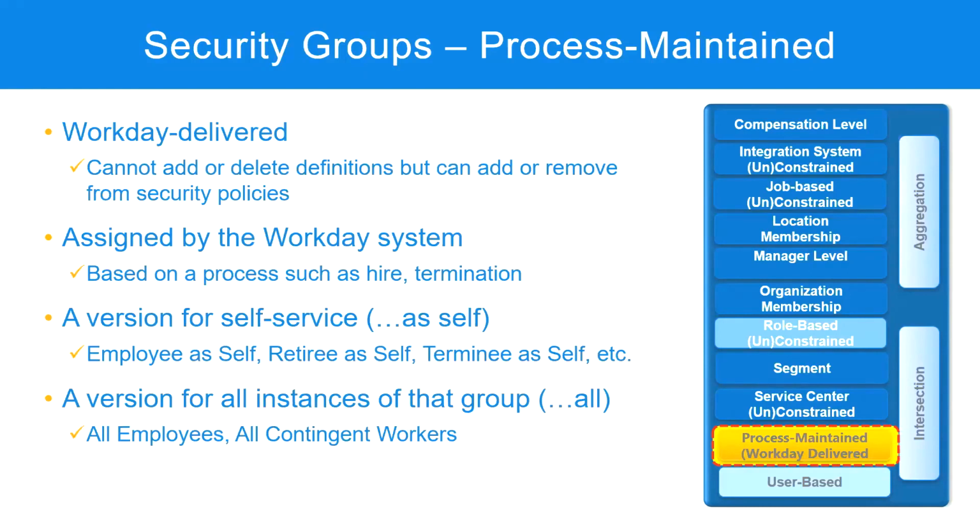Now what happens in a process-maintained security group? And what are the two types of process-maintained security groups? Two versions. One is a self-version. Examples are employee as self, contingent worker as self, retiree as self, terminee as self, and so on. And the other is a version which says all instances of that group, for example, all employees, all contingent workers, all retirees, all terminees, etc. So that is the other version of the process-maintained security group.